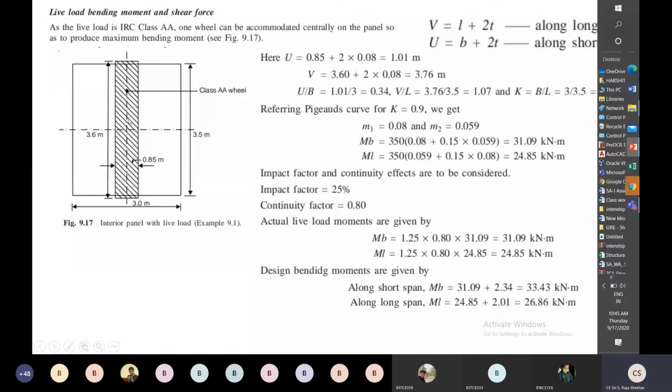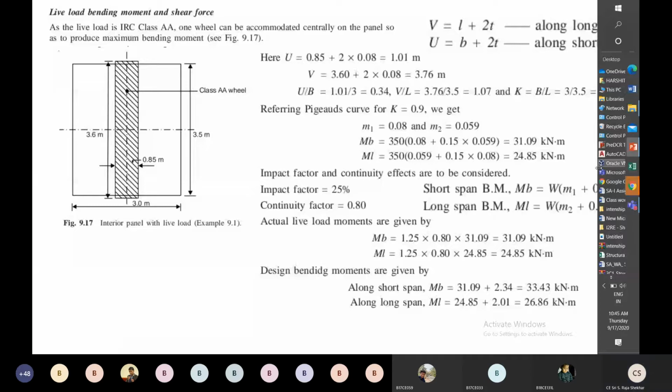I am calculating moment coefficients m1 and m2. Why? Because this is a two-way slab. For the two-way slab, we need to calculate the bending moment along the shorter span and also along the longer span.